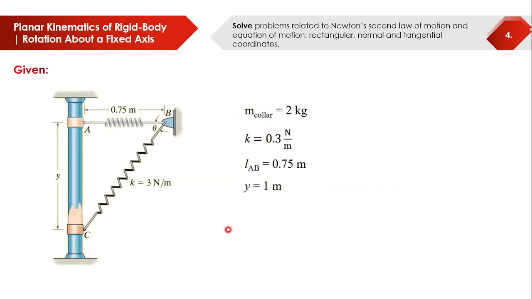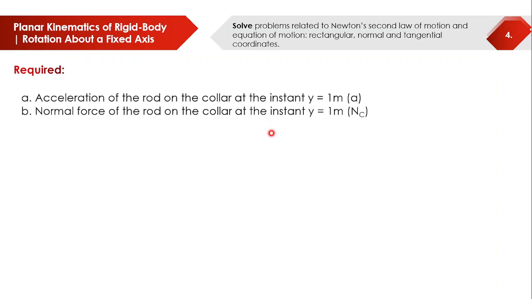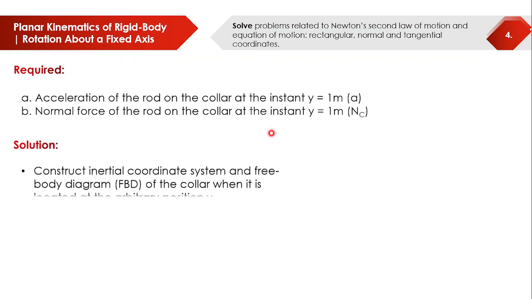So first, let's have the givens. This is the figure. The mass of the collar is 2 kilograms. The stiffness of the spring is 3 Newton per meter. The length of AB is 0.75, and y is equal to 1 meter. These are the conditions given in the problem. What is required here is two things: the acceleration of the collar, and the normal force of the rod on the collar, at the instant y is equal to 1 meter.